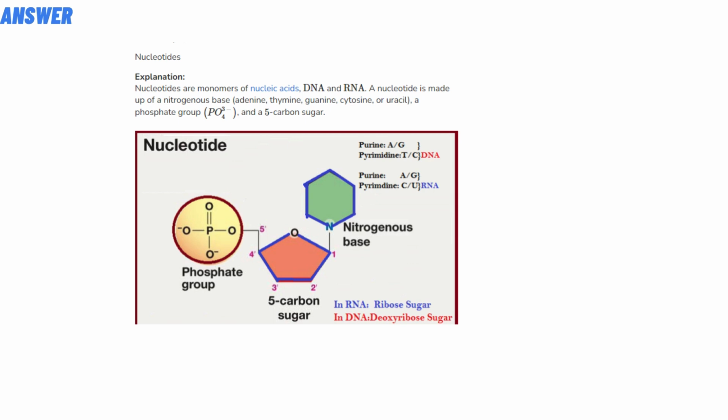A nucleotide is made up of a nitrogen base, adenine, thymine, guanine, cytosine, or uracil, a phosphate group of PO3 bonds, and a 5 carbon sugar. So that is the answer to the question.